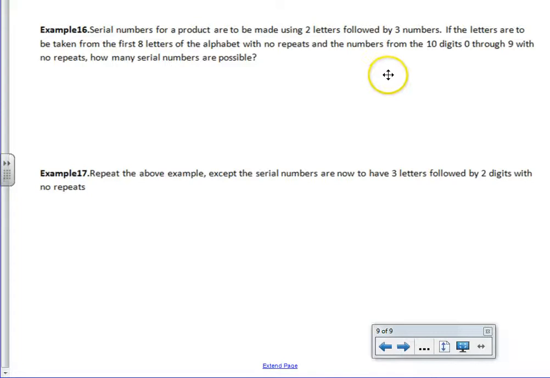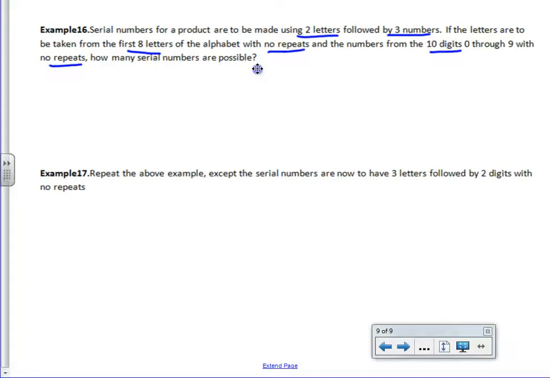Serial numbers. Gotta read these carefully because I always change them. 2 letters followed by 3 numbers. The letters are to be taken from the first 8 letters in the alphabet, no repeats, and the numbers from the 10 digits 0 through 9 with no repeats. How many serial numbers are possible?